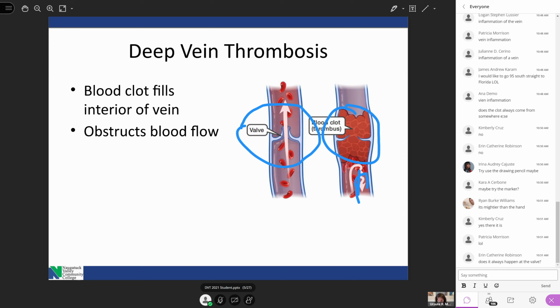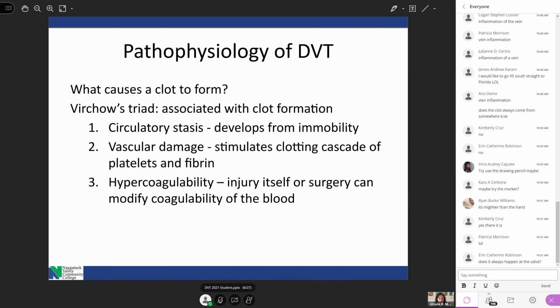Does it happen to have a valve? Yes, so there are valves. Here's a valve, and this helps move the blood flow back up. But if genetically you have a problem with the valves in your vein, you can have a problem with the blood moving back up. There's a couple of things we're going to talk about next that can be a problem for it.